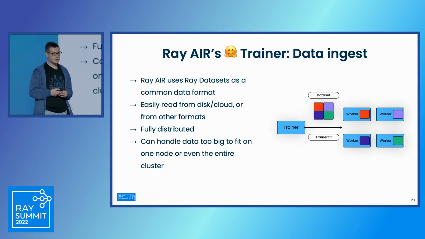So for data ingest, we are using Ray datasets as a common data format. This is consistent with the rest of Ray AI. This allows us to easily read from disk, cloud, or other formats. For example, if you have a pandas data frame, you can easily convert it into a Ray dataset. Ray datasets are fully distributed, and they can even handle data that is too big to fit on any single node or even on an entire cluster. And they can also run transformations in parallel, speeding up your data preprocessing.